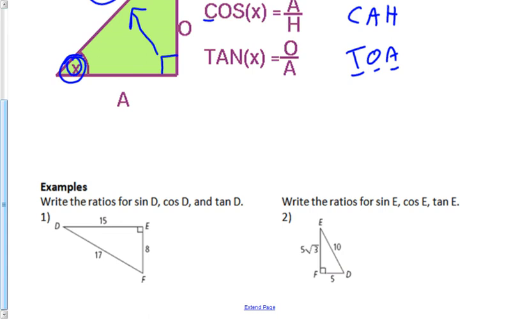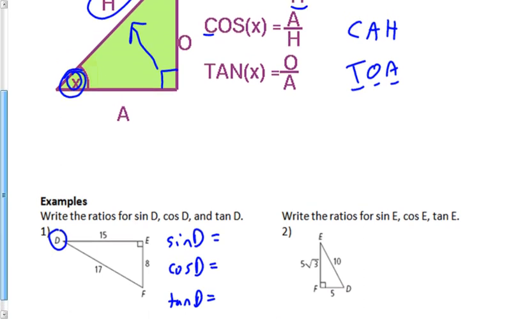So here's how it works. Well, actually, let's first write the ratios here. Let's make sure we know how to do them. So write the ratios for sine of d. We're dealing with angle d here. Sine of d, cosine of d, and tangent of d. All right, sine is the SO, so it would be opposite over hypotenuse. So the opposite one would be 8, and the hypotenuse would be 17. So it's 8 over 17.